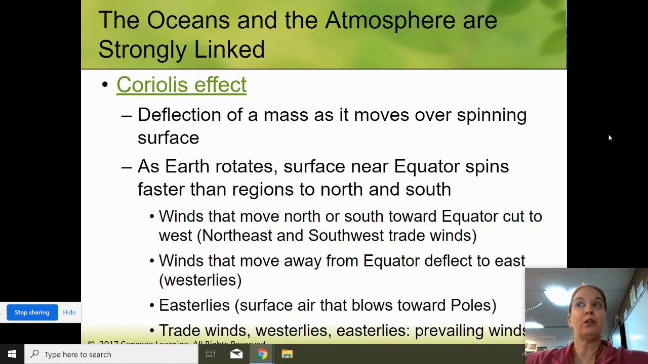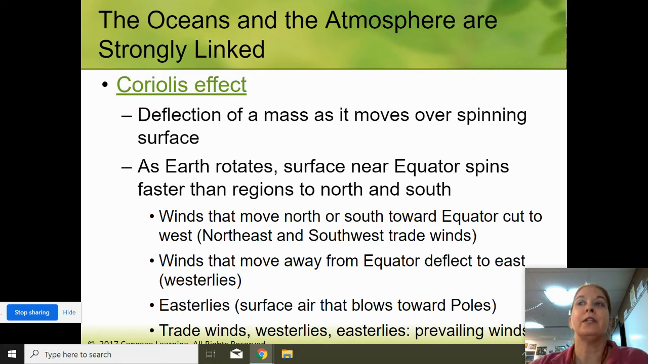So think about if you had your arms out and were spinning in a circle, your hands are going to be moving faster than your head would. Same with the Earth. So winds that move north or south towards the equator are going to go to the west, and those are called northeast or southeast trade winds. And winds that move away from the equator deflect to the east, which are called westerlies, because they came from the west.